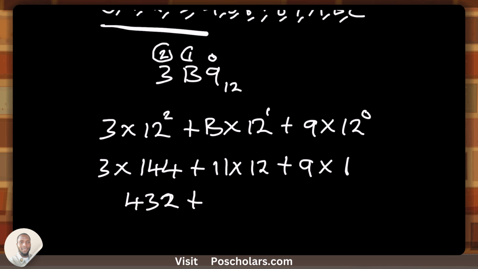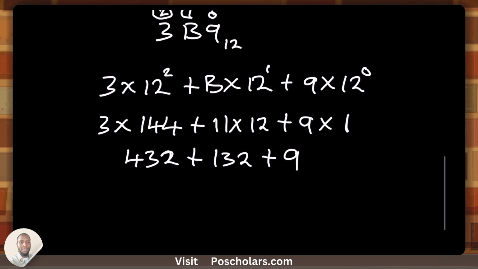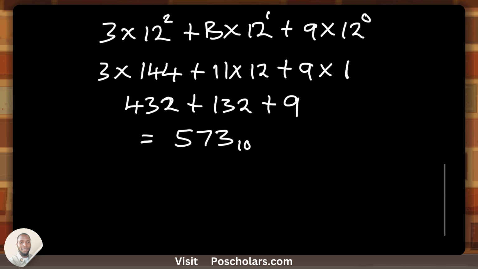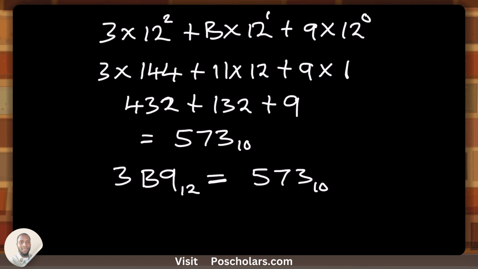432 plus 11 times 12 gives 132, plus 9 times 1 gives 9, right? Then when you sum everything together, you have 573 base what? 10. Finally, we have succeeded in converting 3b9 base 12 to a number in base 10, which is 573 base 10.